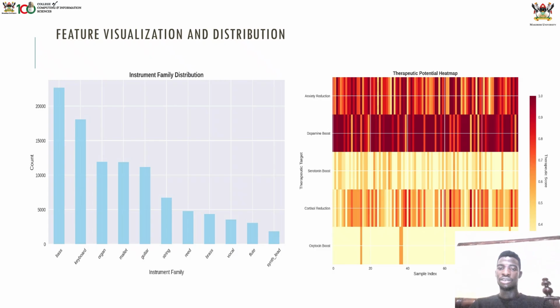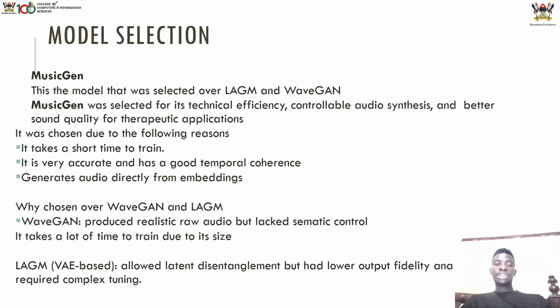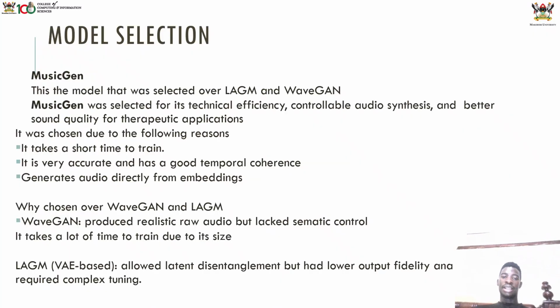And then model selection, we selected the MusicGen because it had good accuracy and topical coherency, better than the LSTM and then the WaveGAN. And it trained faster, so it takes a little time to train than the others. And I think I talked about the other differences between the others and the limitations.